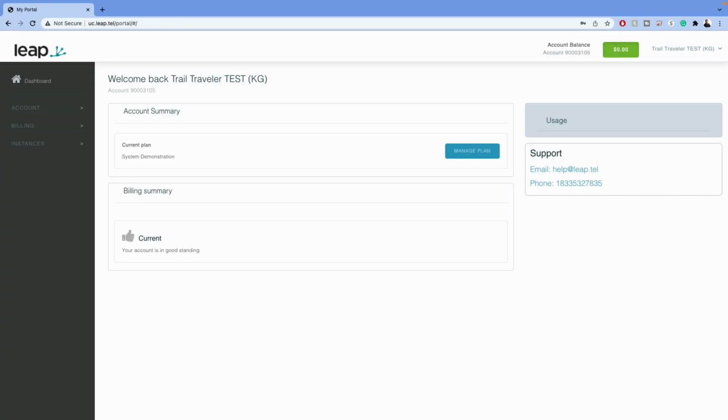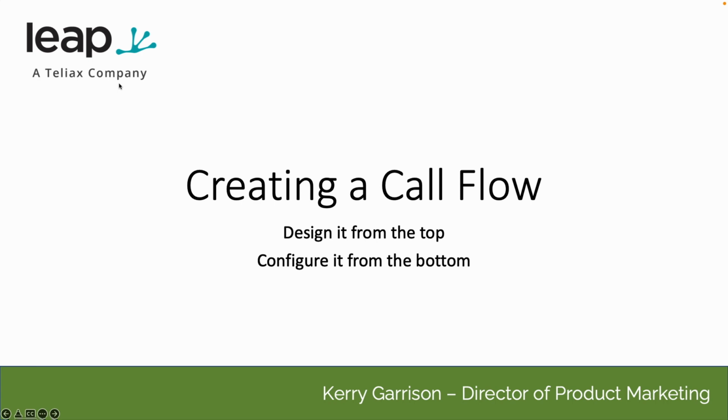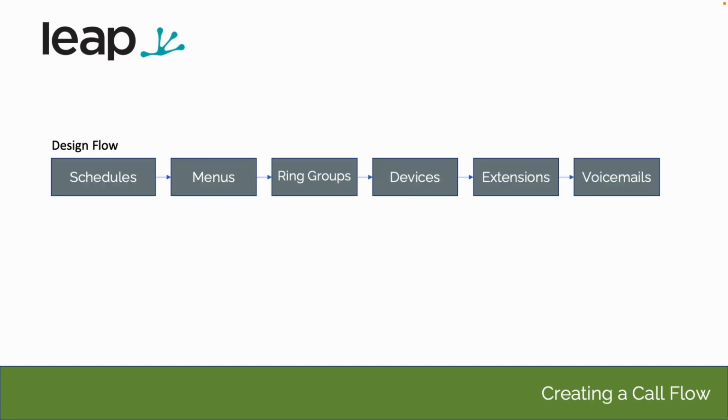We are going to show you how to set up your cadence system today. We're going to talk about creating a call flow and the building blocks that it takes to put that together. So before we get into building it, let's talk about how to create a good call flow. What we're going to do is design it from the top and then configure it from the bottom up. It might sound a little weird right now, but I think it'll all make sense as we get going.